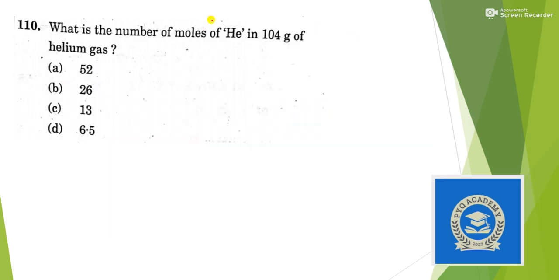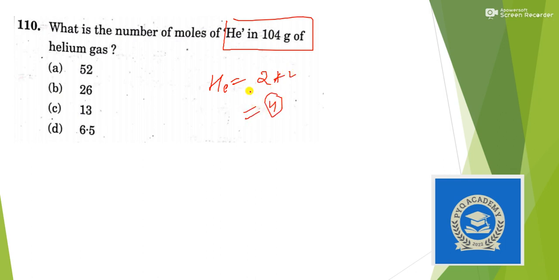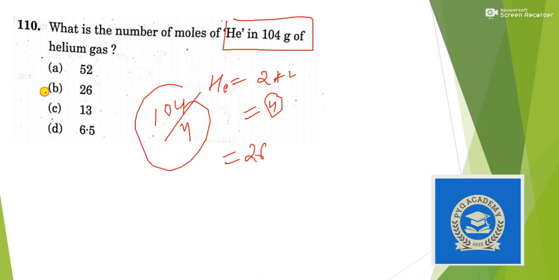Next, what is the number of moles of helium in 104 gram? So in 1 mole there are 2 plus 2, that is 4 grams. Then 104 gram, let's divide it by 4, you will get 26. So the answer is option B.